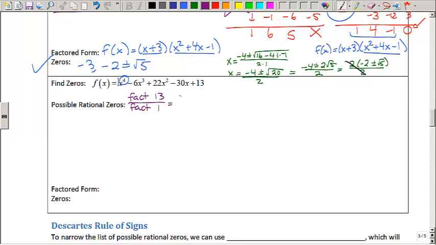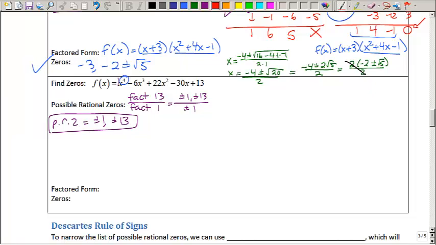The factors of 13 are plus or minus 1 and plus or minus 13. The factors of 1 are plus or minus 1, which makes the possible rational zeros 1 over 1 is 1, 13 over 1 is 13. Next, I have to test that. So I'm going to either try 1 or negative 1 or 13 or negative 13. 13 doesn't sound like a lot of fun to me, so I'm going to go ahead and try 1. How about that?